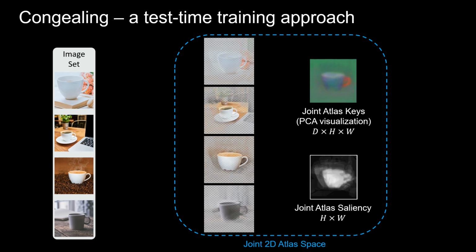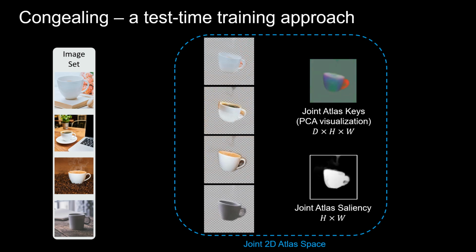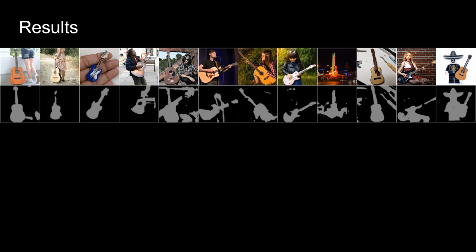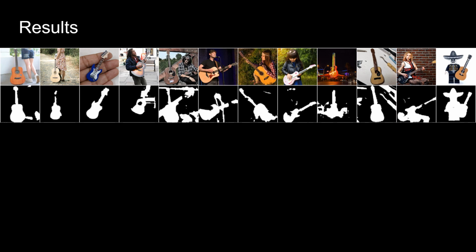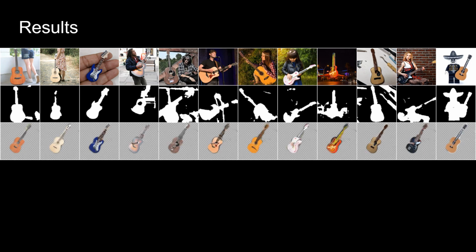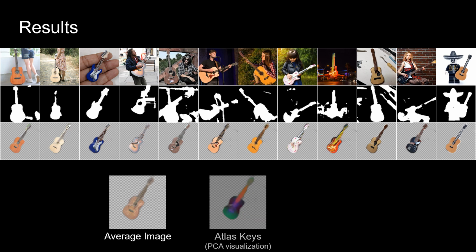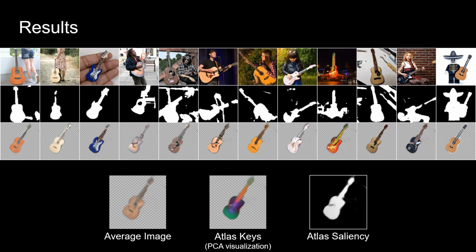During training, our method jointly learns both the mapping network and the atlas representation. Here we show a few sample results. We have the given input set, the initial saliency masks extracted in pre-processing, and the final result of the aligned images. We can further visualize the average image in the joint space, together with a PCA visualization of the atlas keys, which emphasizes the different semantic parts of the object, and finally, the atlas saliency.